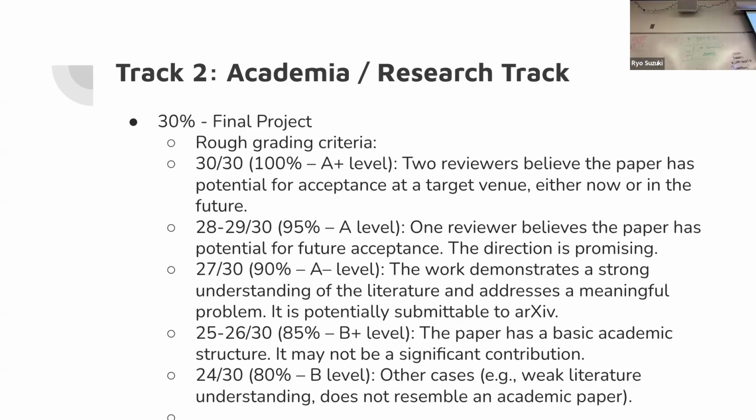And for the A minus, the baseline is that you actually write a paper and it looks like a paper, with an intro, related work, a method, an experiment, and a discussion, that can be somehow publishable on arXiv, for example. That is the level of the baseline.